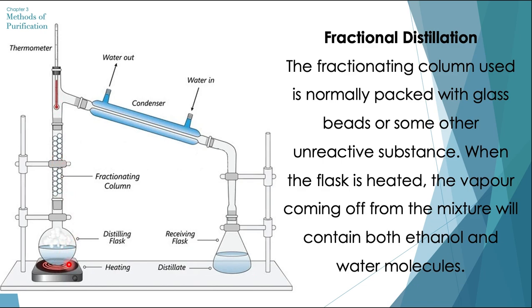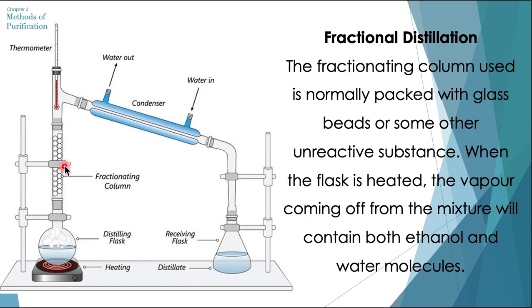So, when the flask is heated, the vapor coming off from the mixture will contain both ethanol and water molecules. But because ethanol has a lower boiling point compared to water, it will be richer in ethanol molecules. So what happens is that at first, this vapor condenses on the cold fractionating column because the boiling points of both the liquids haven't been reached yet. But as this fractionating column warms up, molecules in the vapor state rise further before condensing. Of course, they rise and then condense back down.